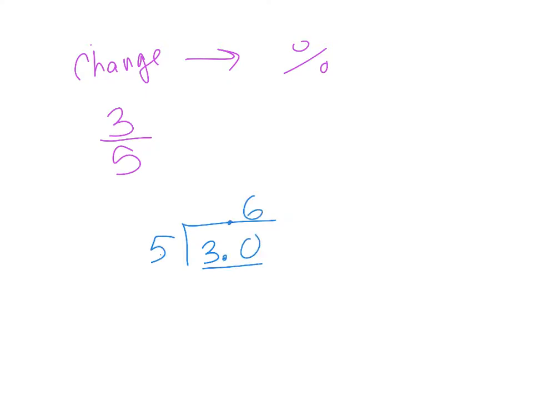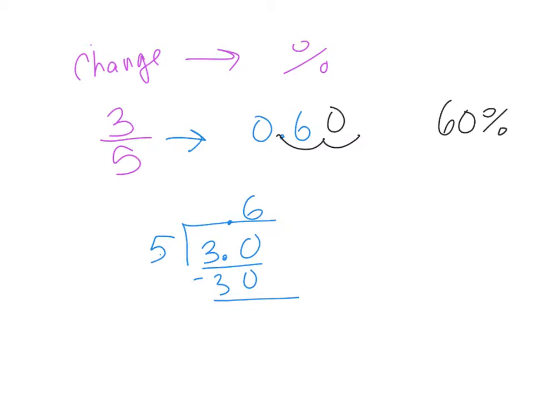5 goes into 30 exactly 6 times with nothing left over. So 3/5 is really 0.6, which then, in order to change it to a percent, you move the decimal 2 to the right because you want to have out of 100. So it's 60. So it's 60%.